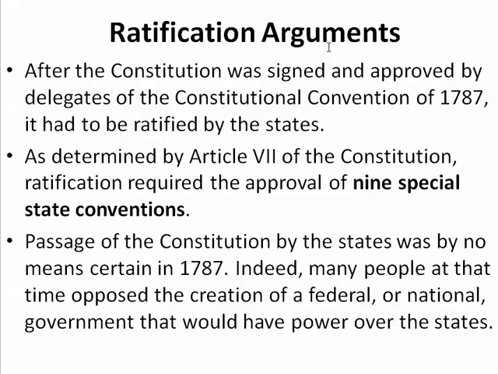But before that happened, 2 groups are going to square off against one another over this new United States Constitution. One's going to support it, one's going to be totally against it. After the Constitution was signed and approved by the 55 delegates who attended in Philadelphia, it had to be ratified, and that was under Article 7 of the Constitution. That said it had to be approved by 9 out of 13 special state conventions.